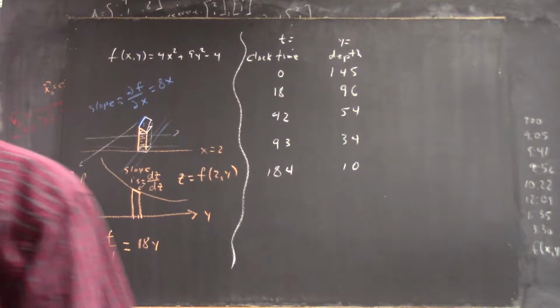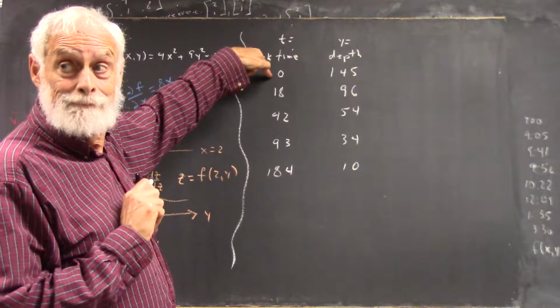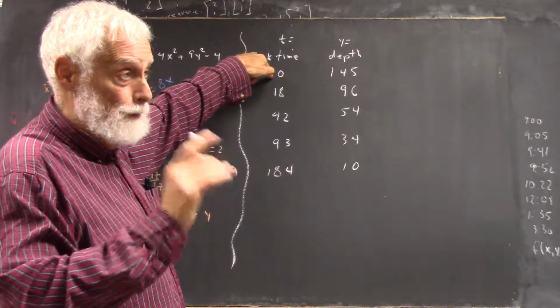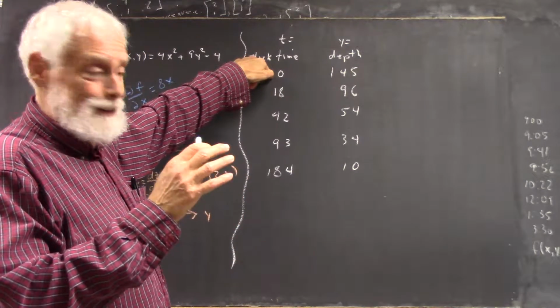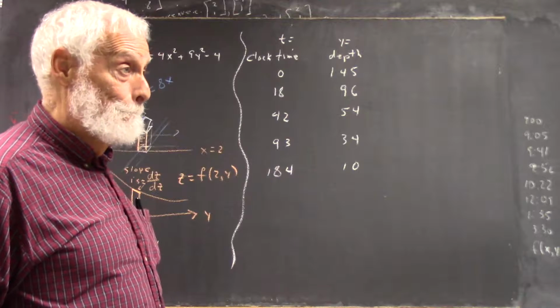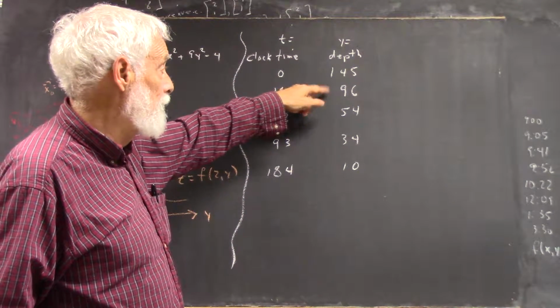Okay, now I'll give you instructions, but the clock times start with your first check mark. And then the first tick mark after that is 1 and 2 and so forth. Every tick and every check mark is a tick of the clock, right? So we have 18 ticks up to the depth of 96.